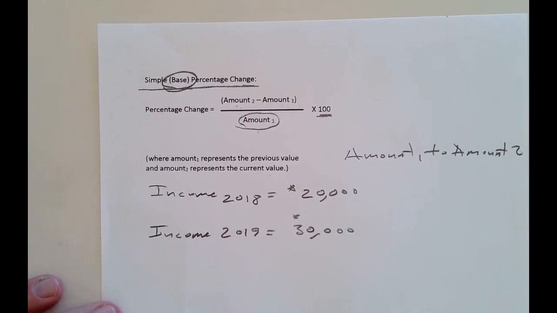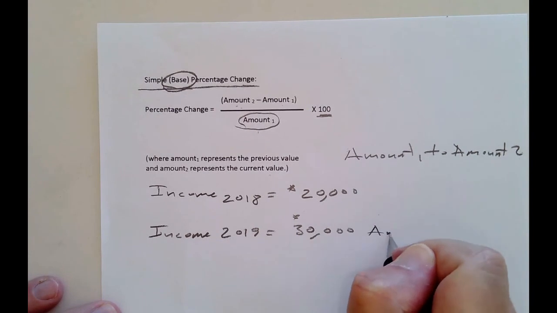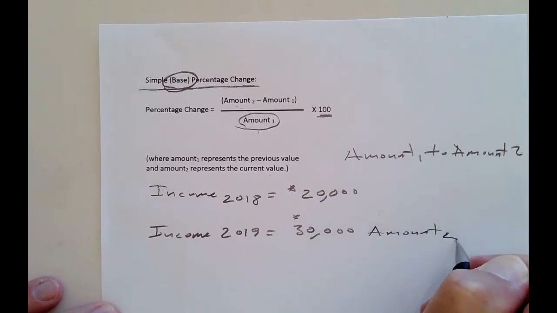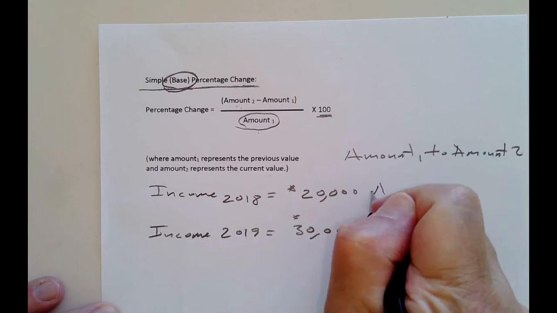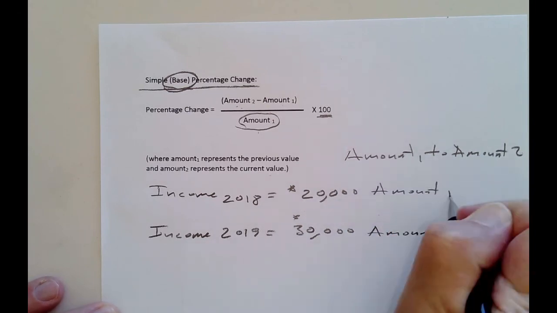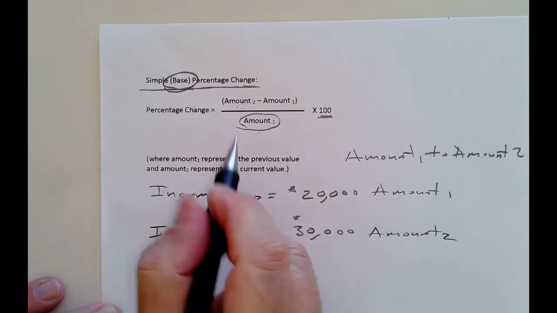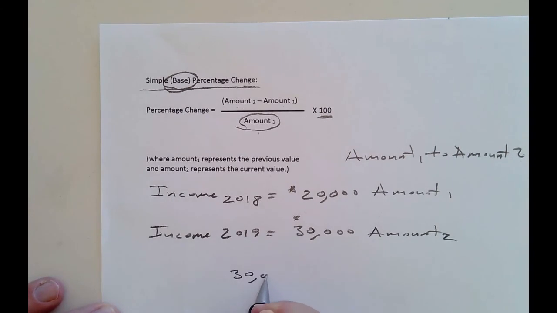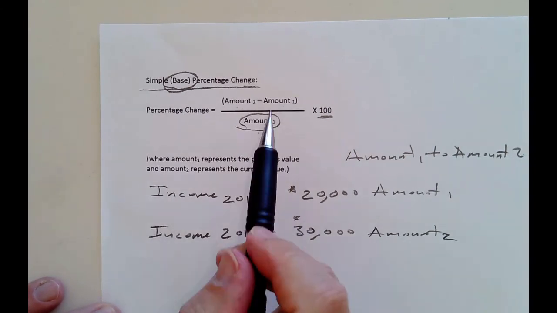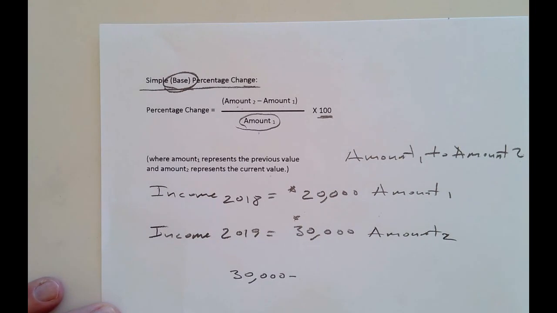Well, this is amount 2. That's the current one. And this is amount 1. That's where we came from. And so we take amount 2 up here. We take $30,000. We can leave out the dollar sign because you can see dollars over dollars are going to cancel out. And that's why the indicator at the end will be just a percent number or percent value. And here's your 20,000. That is the amount for 2018. Now we don't divide by 2019 income because that's not where we came from. We came from 2018, so we divide by 20,000 and times by 100.